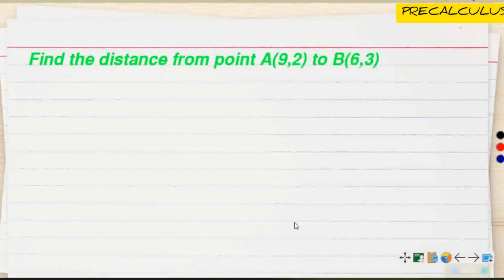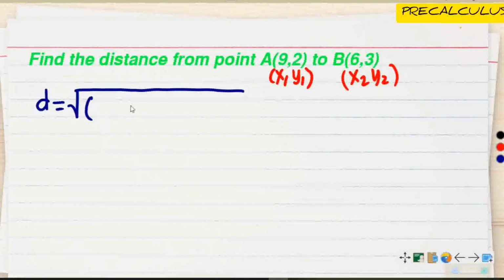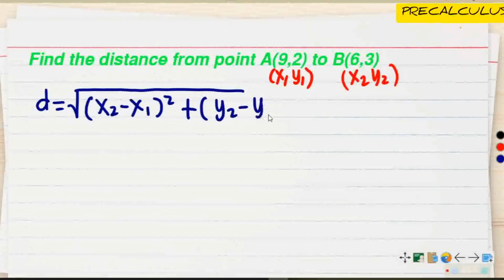So next example, find the distance from point A (9, 2) to point B (6, 3). So pwede natin labelan to as x sub 1, y sub 1. And ito naman, x sub 2, y sub 2. And then, yung distance formula natin, which is distance is equal to square root of change in x, x sub 2 minus x sub 1 squared plus y sub 2 minus y sub 1, change in y naman, squared.